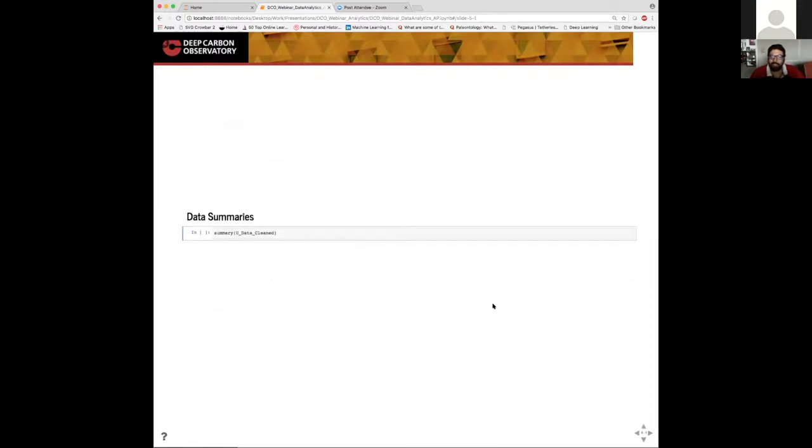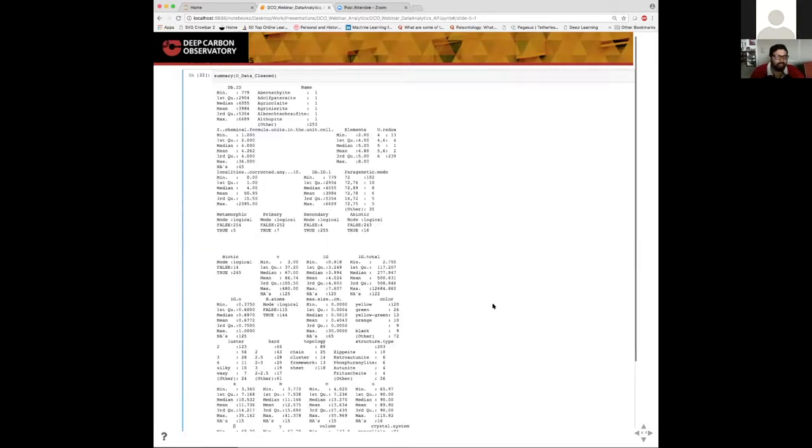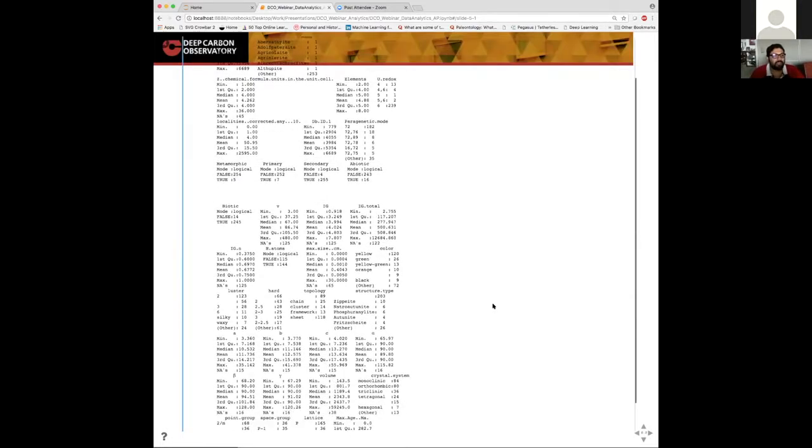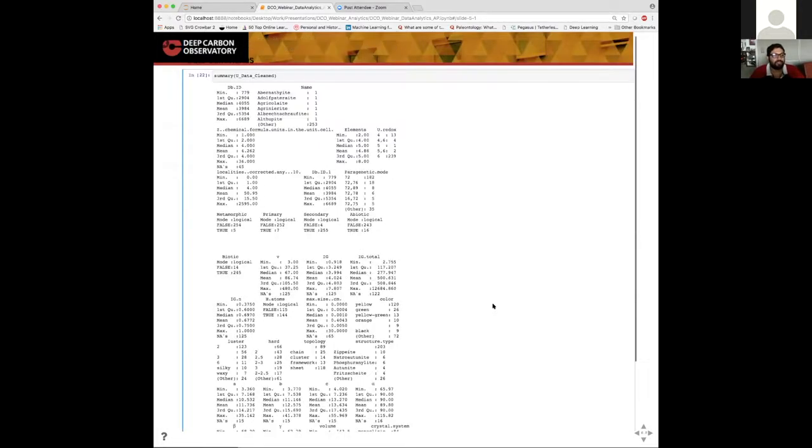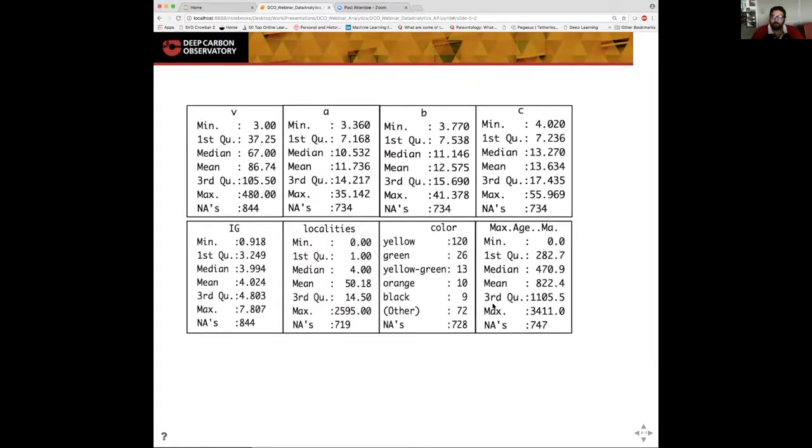So the first thing we need to do is look at a summary of the data set that has been loaded. This can get a little overwhelming. As you can see, we have a large number of features in our data set. When we summarize our entire data set, we look at the structural complexity features, which are V and IG. We have unit cell parameters, which are A, B, and C. We have age information, color information, and locality information.